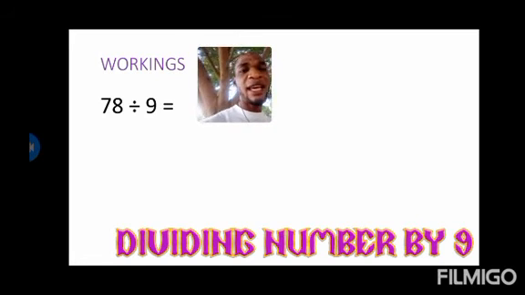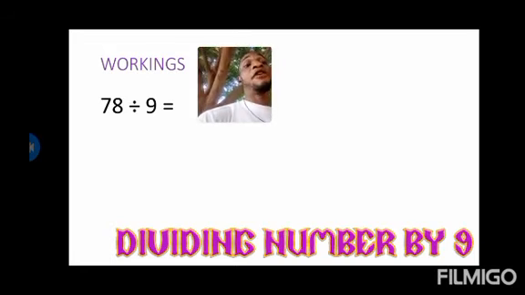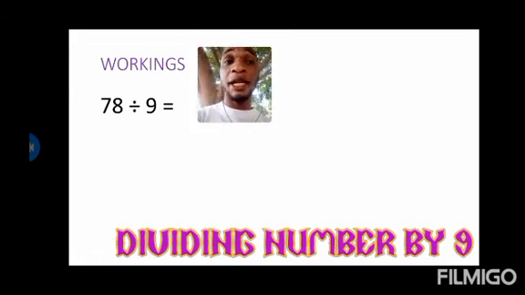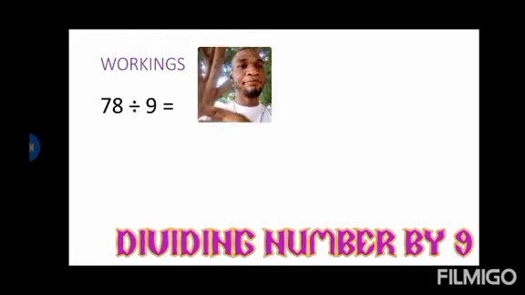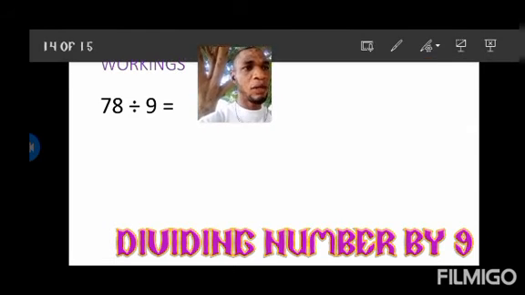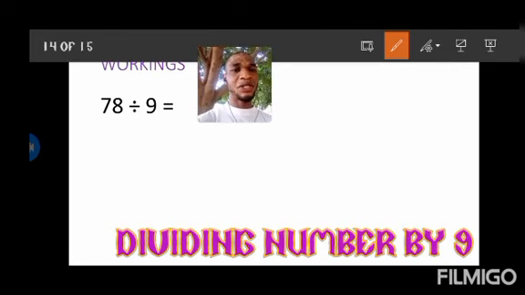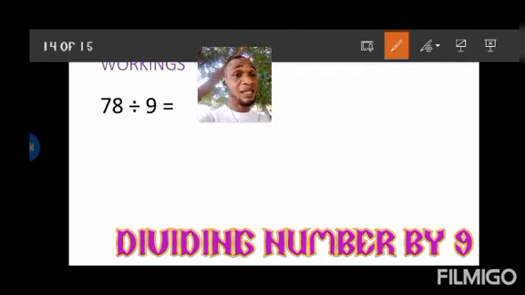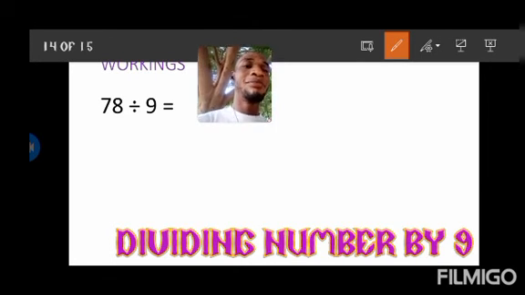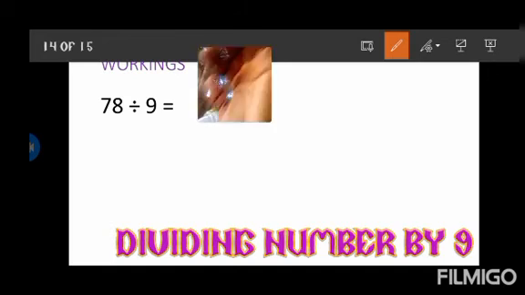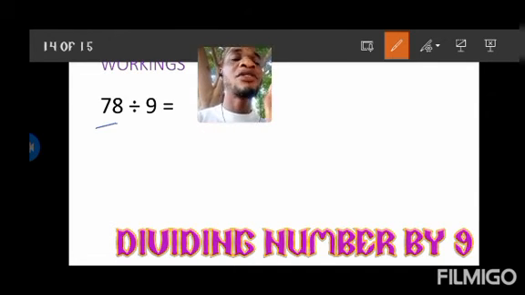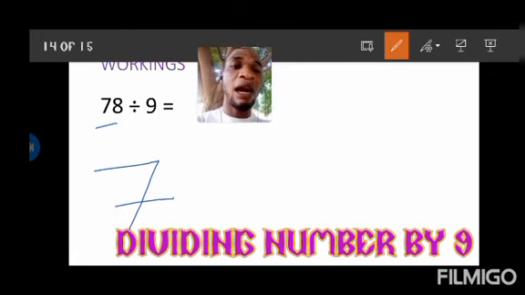78 divided by 9. Let's watch. Which pen do you like? Green? I think I'll use blue this time around. So the first number here is 7. Since 7 is not up to 9, we write our 7 down.